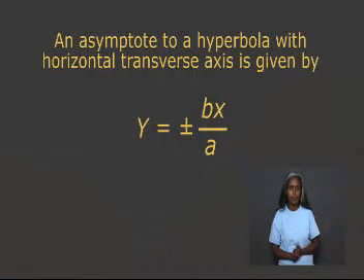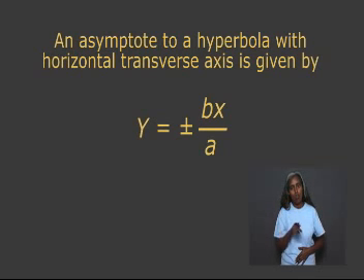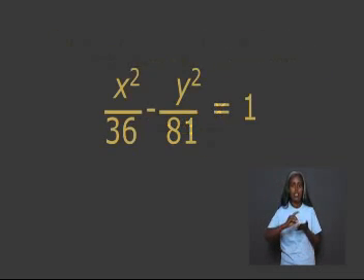The equation of an asymptote to a given hyperbola with a horizontal transverse axis is the line y equals plus or minus b over a times x. The plus or minus indicates the ascending and descending diagonal lines of the asymptote.